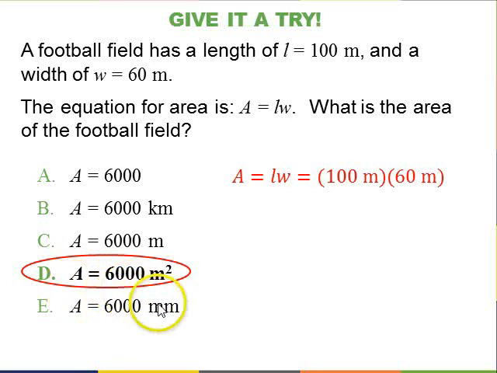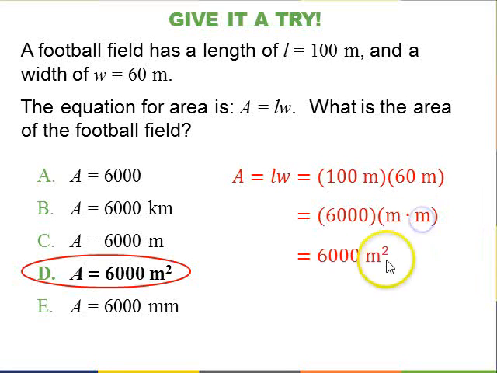The area is 6,000 meters squared. So what you would do there, L times W is 100 meters times 60 meters. That's 6,000. And the units are meters multiplied by meters. And meters times meters is meters squared. So meters squared is the SI unit of area.